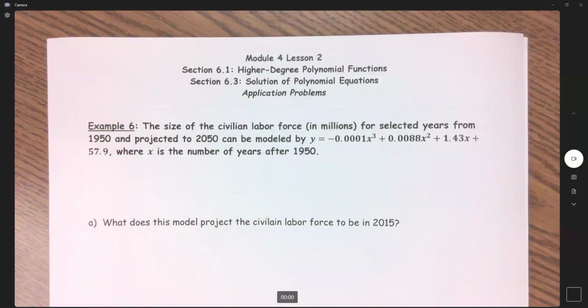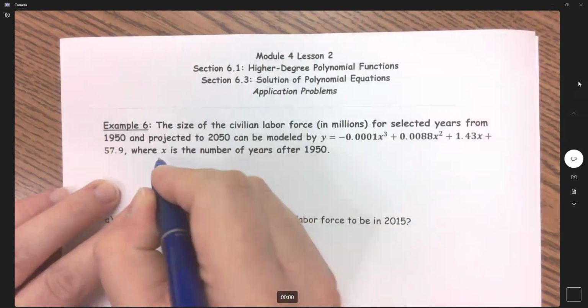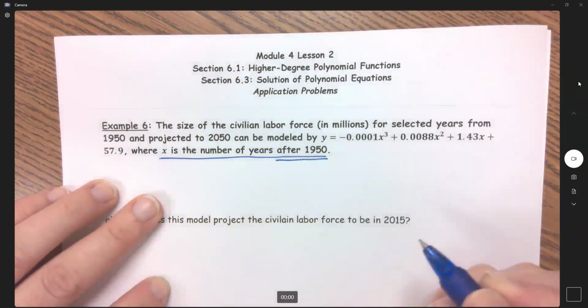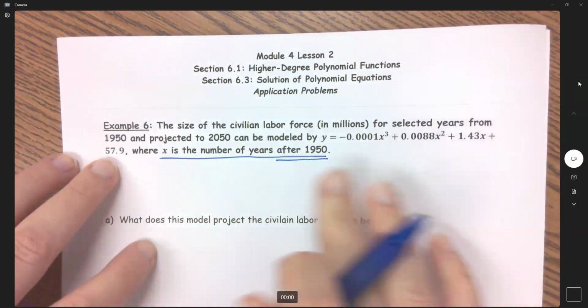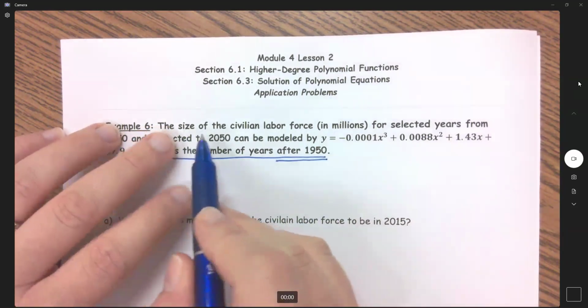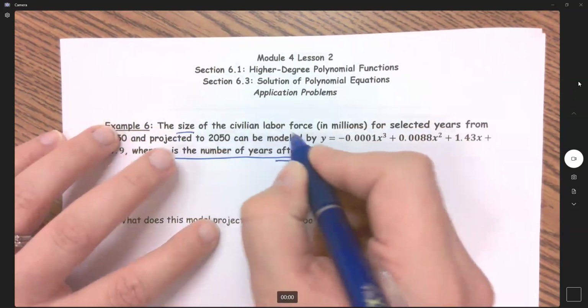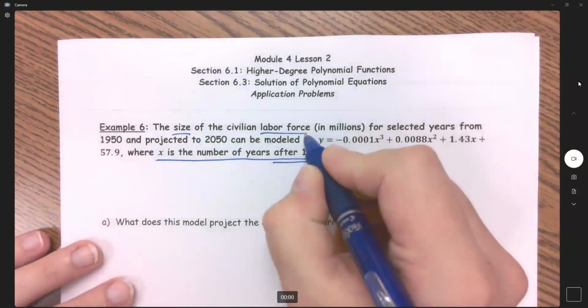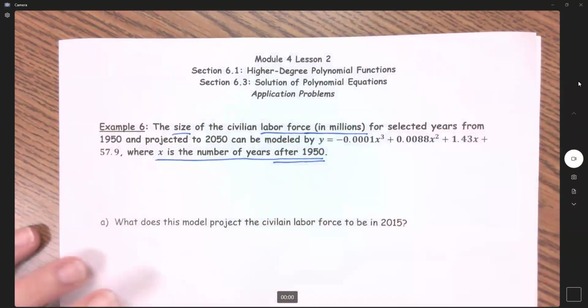Example 6 says the size of the civilian labor force in millions for selected years from 1950 and projected through 2050 can be modeled by y equals, where x is the number of years after 1950. And so what is this being modeled by? That is being modeled by the size of the civilian labor force. Okay, and I guess we could keep underlining in millions.